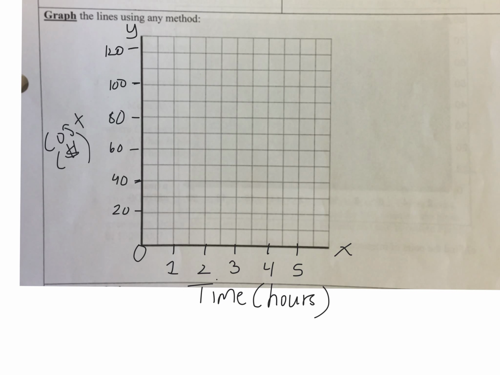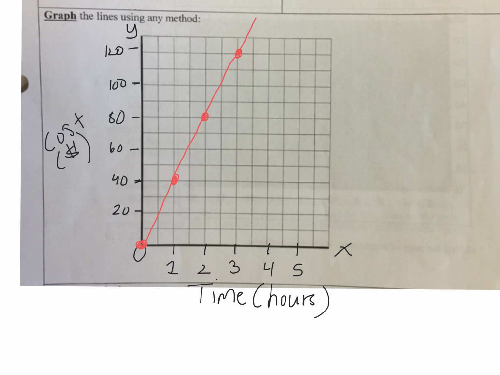So I chose a scale for each one. Time is always the x-axis and cost is y. Okay, I know that Comfix computer repair starts at 0, 0. And for every hour, what does it go up by? 40. So I'm going to go up 40 for every hour. So 2 hours would be 80, 3 hours is 120.